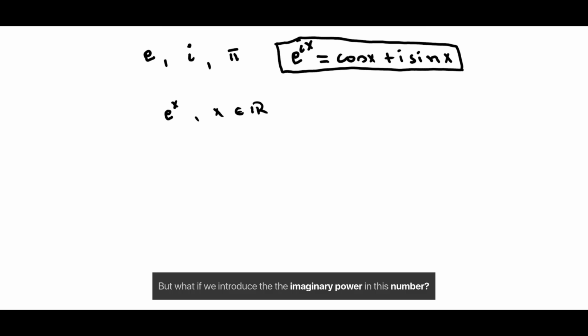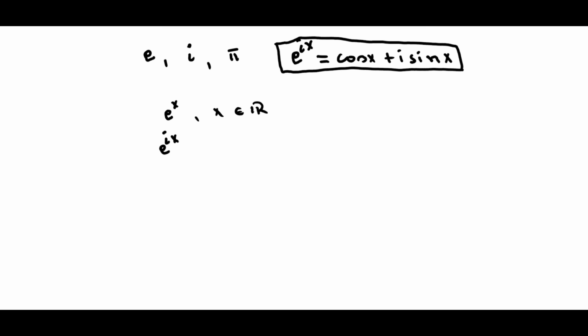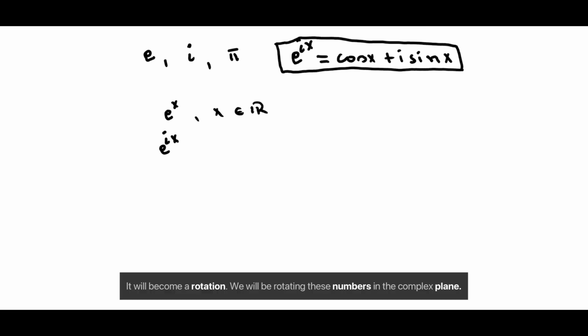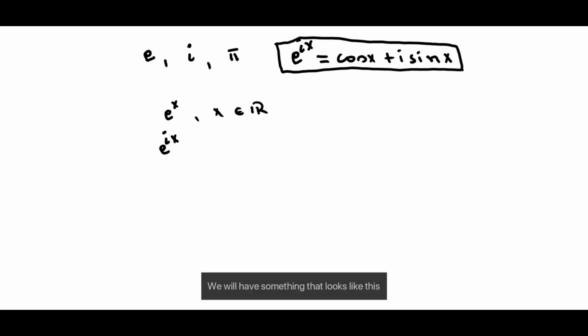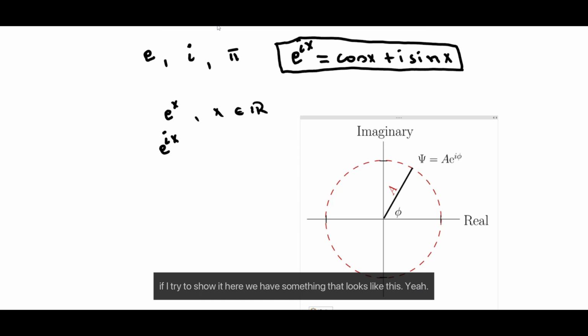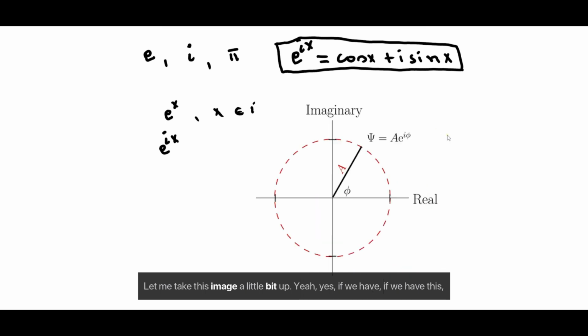But what if we introduce the imaginary power in this number? What does it mean when we introduce this imaginary power, e^(ix)? It will not be stretching the number on the real line any more. It will become a rotation. We will be rotating these numbers in the complex plane. We will have something that looks like this.